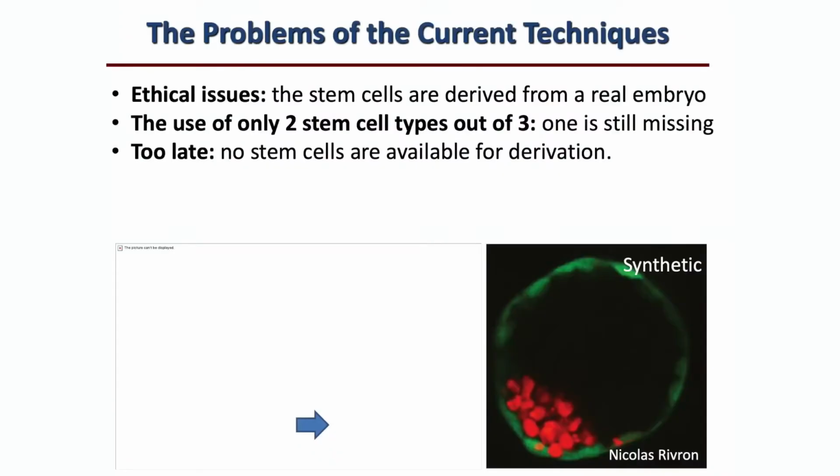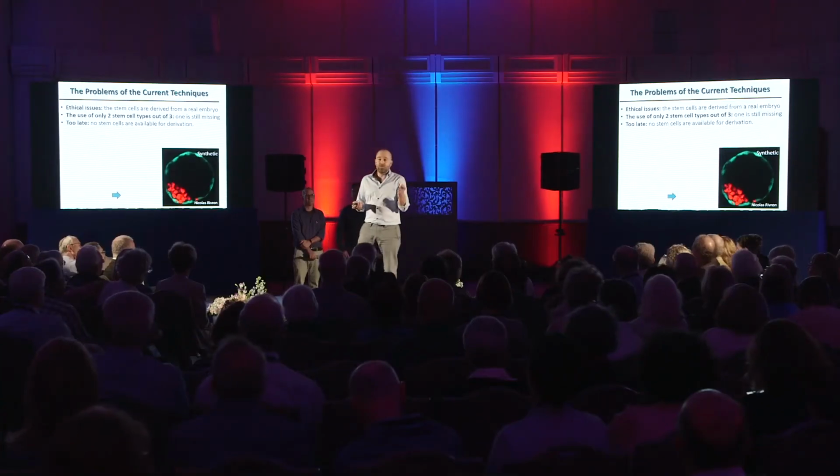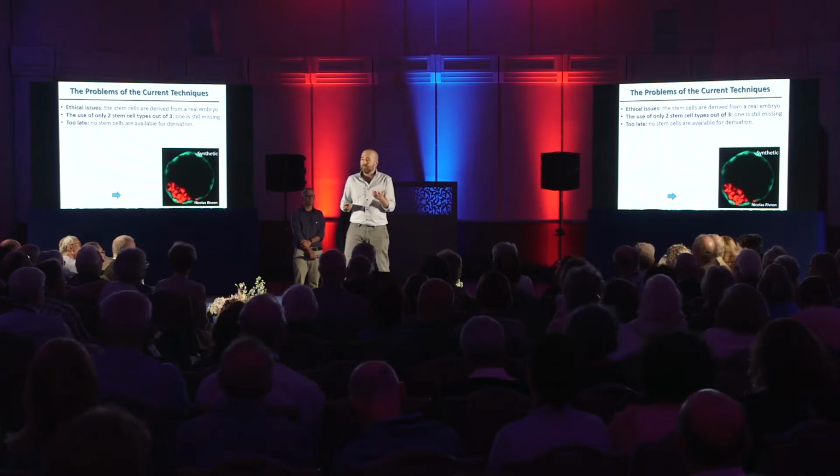One limitation is ethical issues. In order to build this synthetic embryo, you first need to kill an embryo to isolate its stem cells. Another limitation, that these scientists used only 2 stem cell types. They are still missing the cell type that generates the yolk sac.